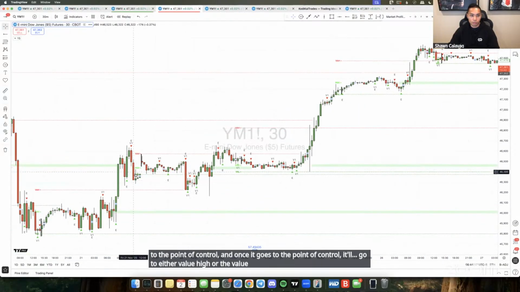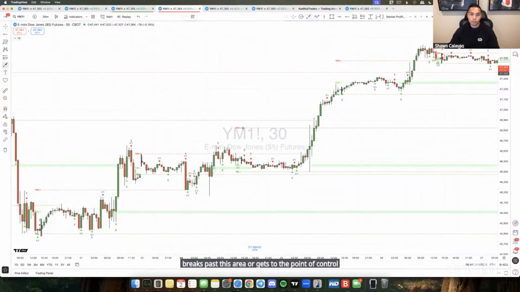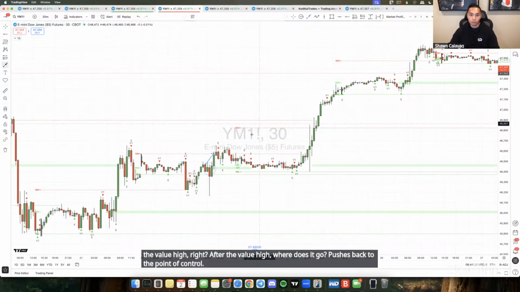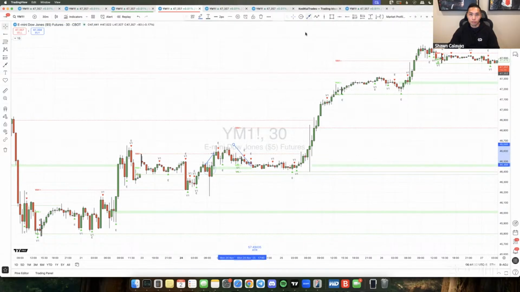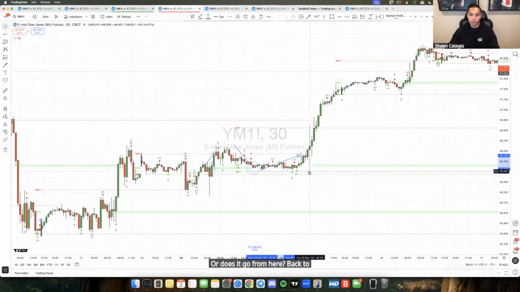So again, right here, let me show you this as an example. See how price breaks past this area, or it gets to the point of control? Where does it push to next? The value high, right? After the value high, where does it go? Pushes back to the point of control. Where does it go from here? Back to the value high.